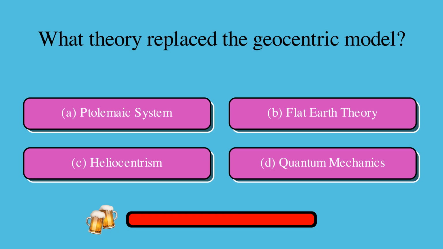What theory replaced the geocentric model? Is it A. Ptolemaic system, B. flat earth theory, C. heliocentrism, or D. quantum mechanics? The correct answer is C. Heliocentrism.